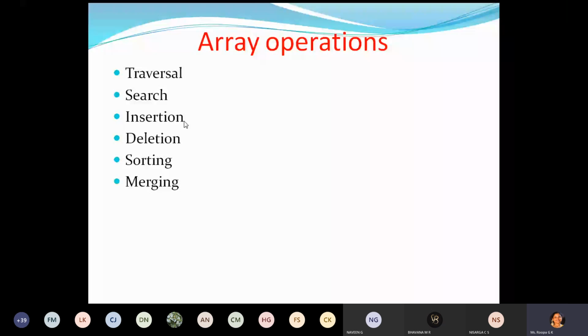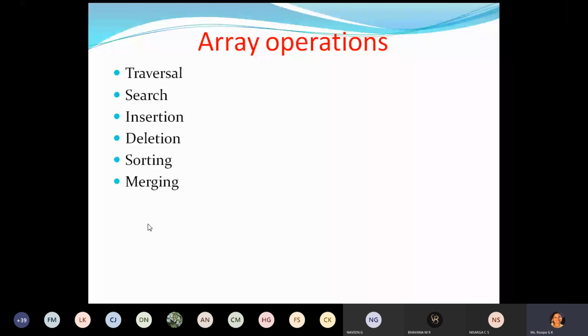Sorting means arranging the records in some logical order, maybe ascending order or descending order or alphabetically according to some name, etc. And the last one is merging. Merging means combining the records in two different sorted files into a single sorted file. Combining two different files into a single file is called merging. And we also have some other operations like copying and concatenation, which will be discussed with strings. In the strings concept, we will see what copying a string is and what concatenation of those strings is.